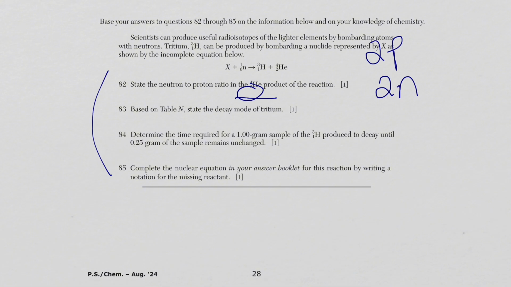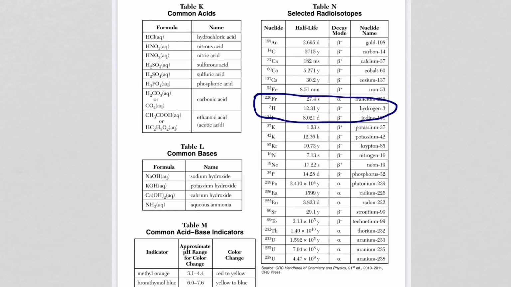For 83, based on reference table N, state the decay mode of tritium. Now, tritium, you see it here. Let's check out reference table N. They're kind of trying to confuse you. Again, hydrogen 3 is tritium. Notice that they give you the mass number. Of course, the atomic number is always 1, but the word isn't here. They have it as hydrogen 3, so I could see a student getting confused. Decay mode, here it is. It's beta minus decay, or I'm sure you could even put the symbol with the minus sign and get credit.